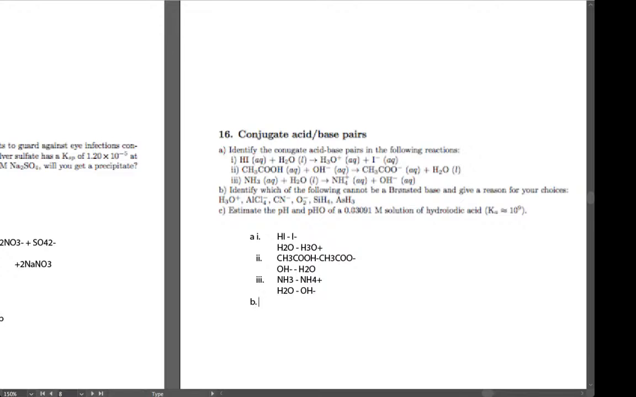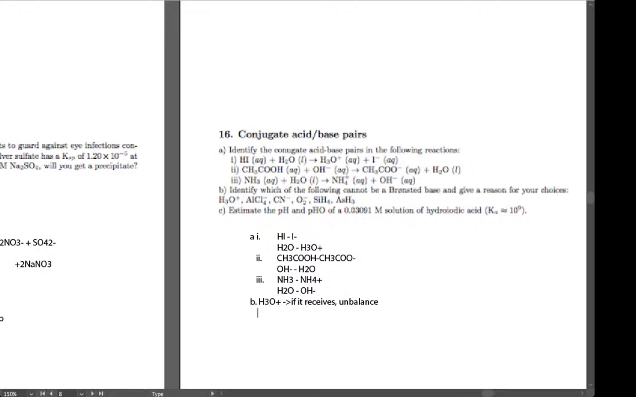So yeah, H3O+ is not one, because if it receives, it's unbalanced. That's just basically how I see it.